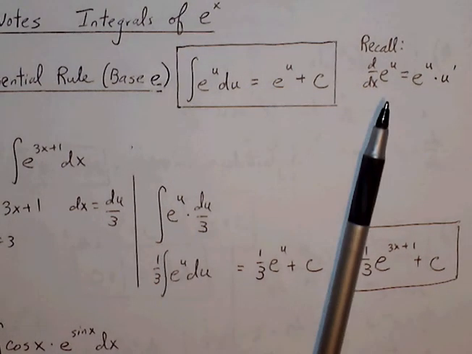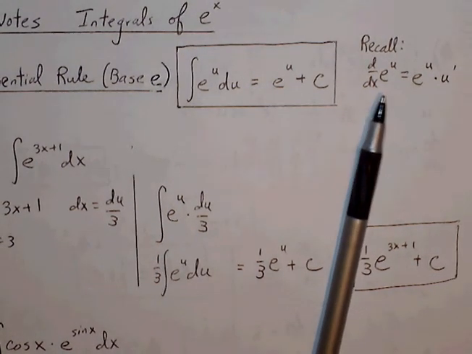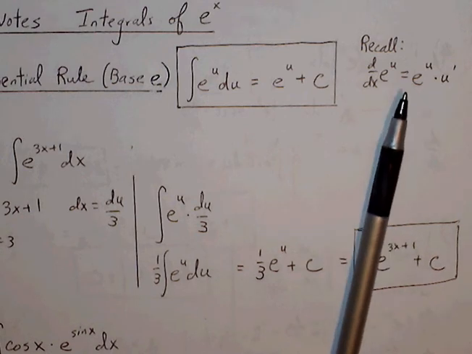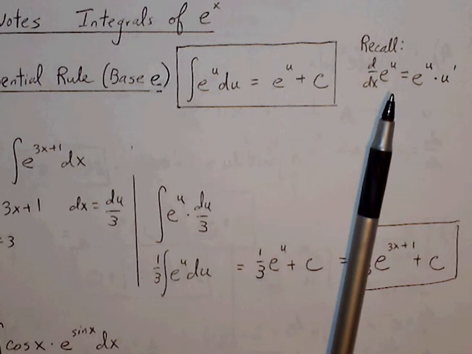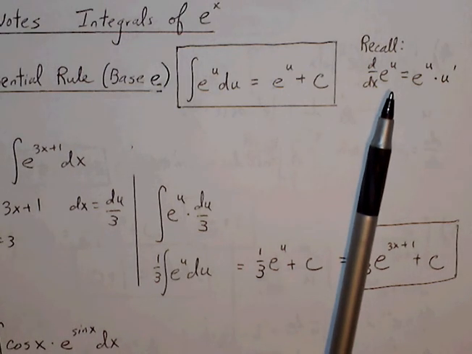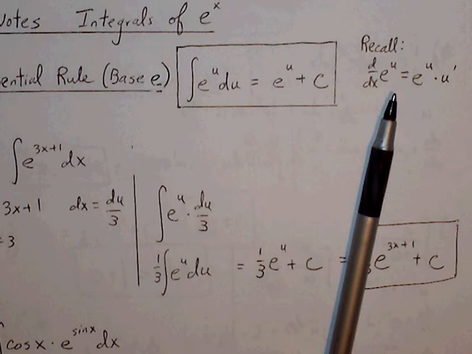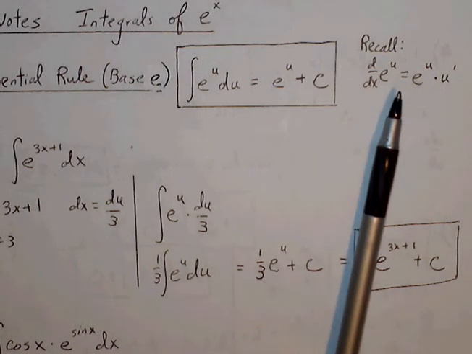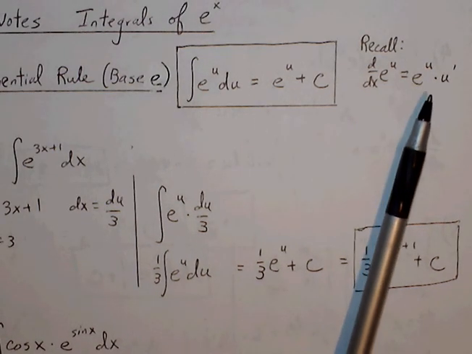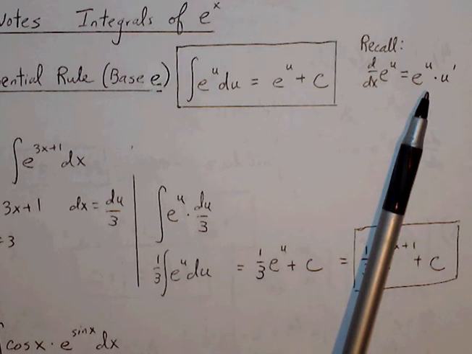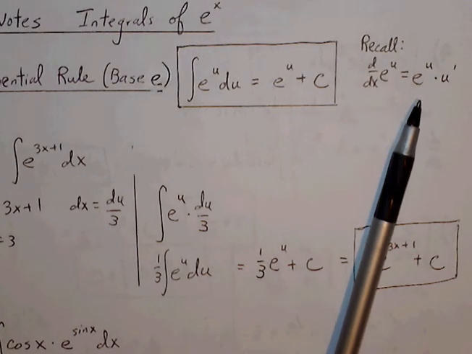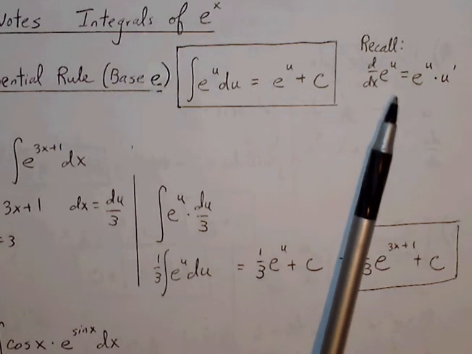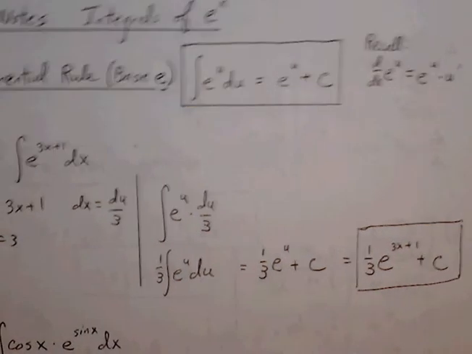If we recall, the derivative of e to the u is simply e to the u times u prime. So the derivative of e to the x, the unique thing about the exponential function base e, is that the derivative is itself. So if the derivative is itself, then the integral of the resulting derivative will give us the same antiderivative on the way back as well. Okay, so this is the most convenient rule for us to remember with base e.